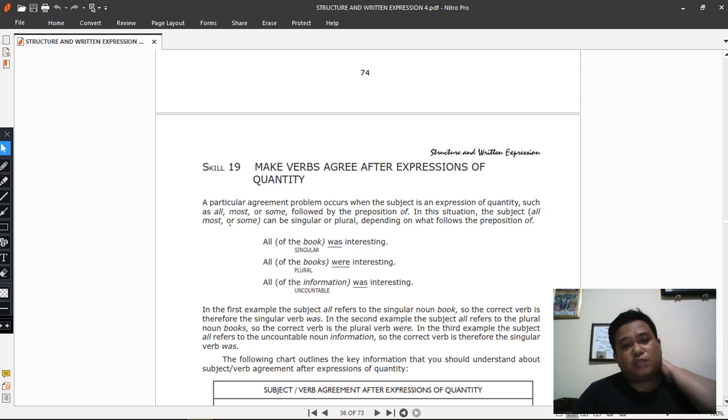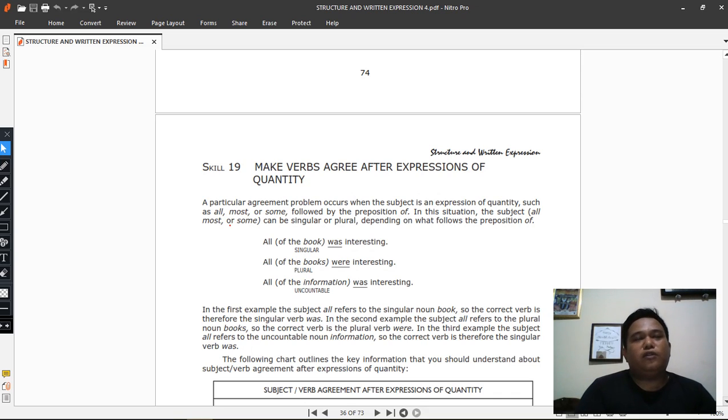Make verbs agree after expressions of quantity. A particular agreement problem occurs when the subject is an expression of quantity, such as all, most, or some, followed by the preposition of. Okay, so of is a preposition, of course. In this situation, the subject all, most, or some can be singular or plural depending on what follows the preposition of. Okay, so when the sentence has the word all, most, or some, you can just judge that the sentence has a plural subject? No, okay, it can be only one, it can be singular.